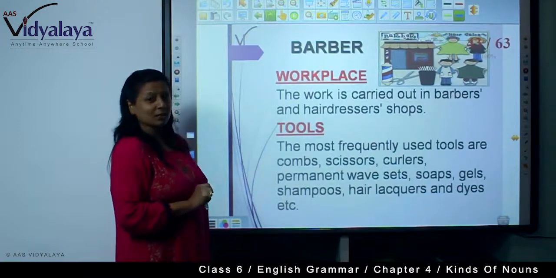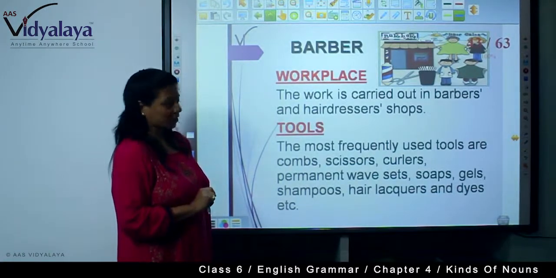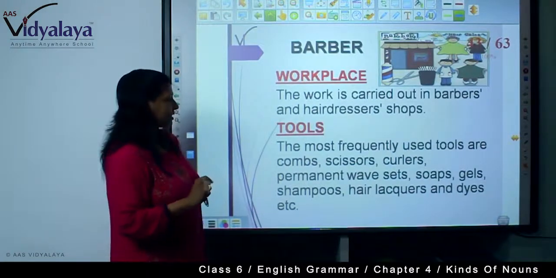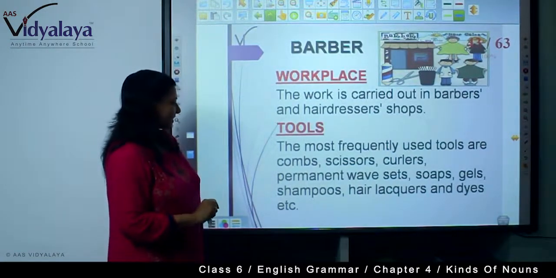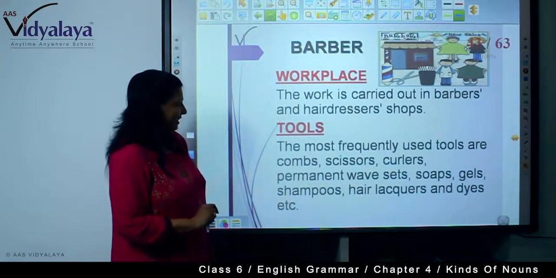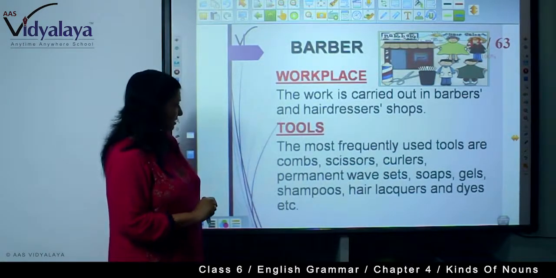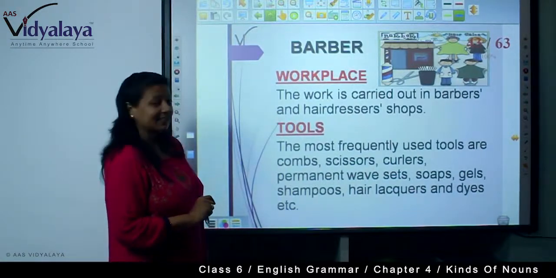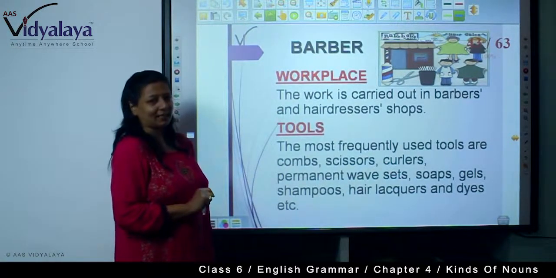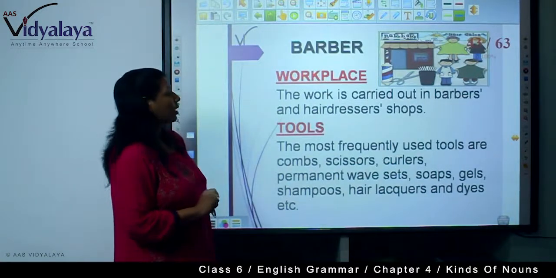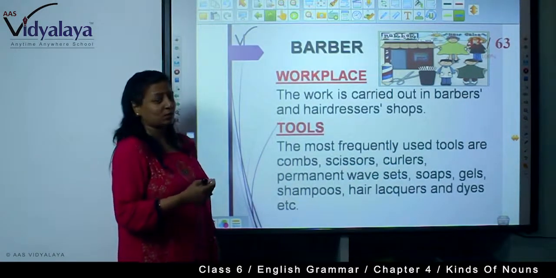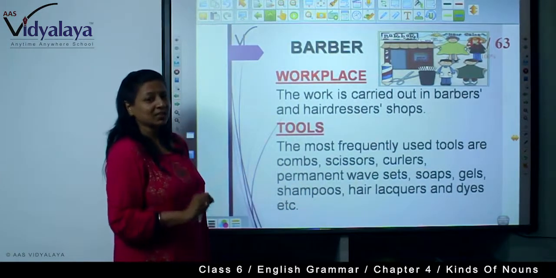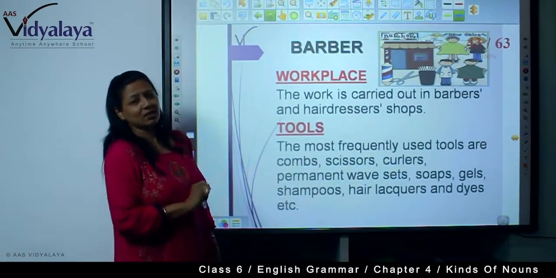And now tools, what barbers need, it's very important to learn. The most frequently used tools are combs, scissors, curlers, permanent wave sets, soaps, gels, shampoos, hair lacquers and dyes, and there are so many. So when you go to the barber shop, or when you go to the salon, you find all these things. So these are the tools with which they provide their services.